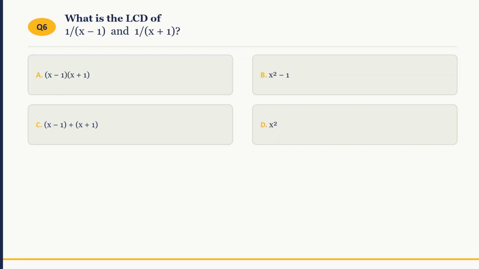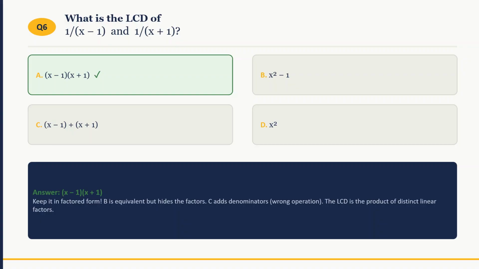Question 6. Common error to avoid. Can you cancel the x in the fraction x plus 1 over x plus 2? Take a moment to think about it. The answer is no. You cannot cancel because terms are not factors. The x inside x plus 1 is added to 1, not multiplied. Same for the bottom. Cancellation is only legal across multiplication. This is the cancel across addition trap that defines this entire lesson.